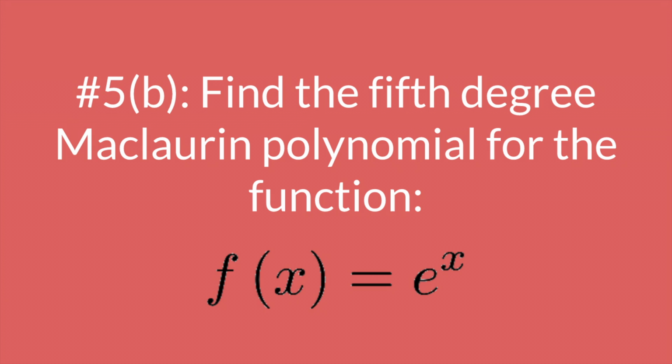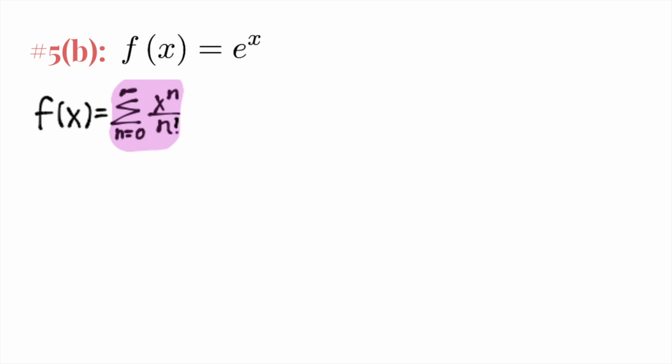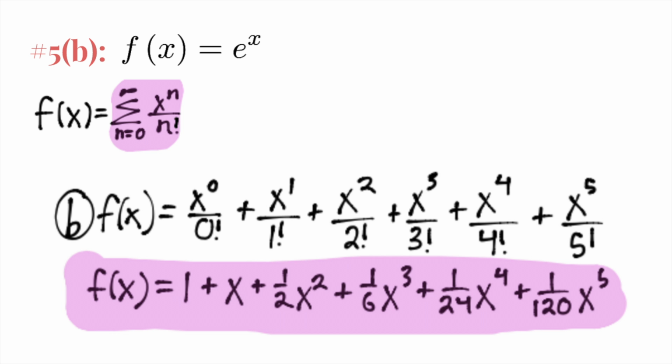Since the first part of the problem is very similar to one that we completed already in class, we'll be looking straight to 5b, which wants us to find the 5th degree Maclaurin polynomial for the given function. So here we're going to convert it using our formulas into its power series form, and then we're going to notice that when we plug in specific n values, we're just going to get the values that we see right here: 1 plus x plus 1/2 x squared plus 1/6 x cubed plus 1/24 x to the 4th plus 1/120 x to the 5th.